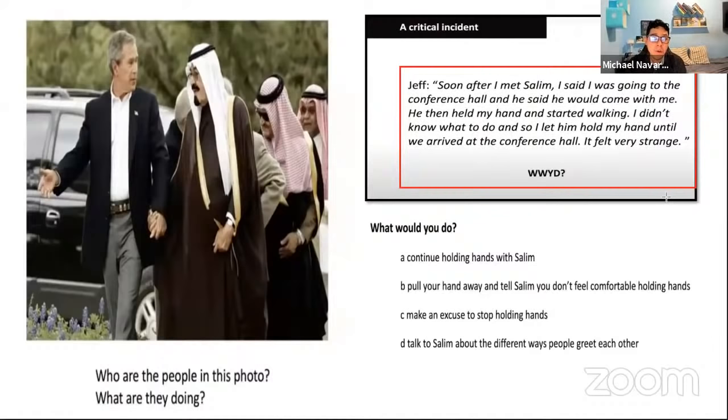Now, when I show this picture to my students, they are surprised, especially my teenagers. I ask my students, who are the people in this photo? What are they doing? Can anyone tell me who are the people in this photo? And where are they from? Are they from the same country? Do they come from different backgrounds? What do they do for a living?